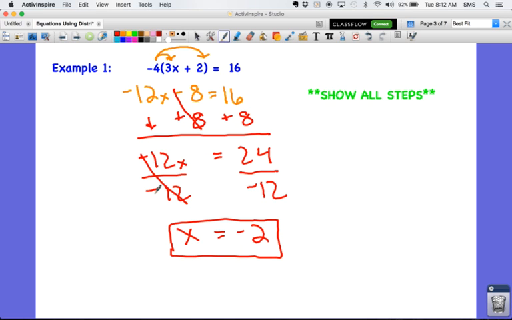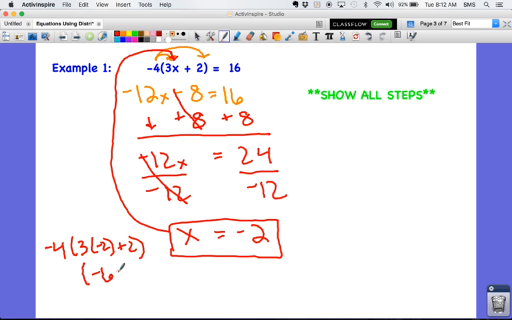If I wanted to check my work, I could take -2, plug it back into my original equation, and work it out to make sure that it equals 16. Let's do that. So I have -4 times (3 times -2 plus 2), and all of this should be equal to 16. Order of operations: I do my parentheses first, and I'll do my multiplication inside those parentheses. So I have -6 plus 2, times -4. -6 plus 2 is -4. So I have -4 times -4, which is +16, which is what I was looking for. I got it right.